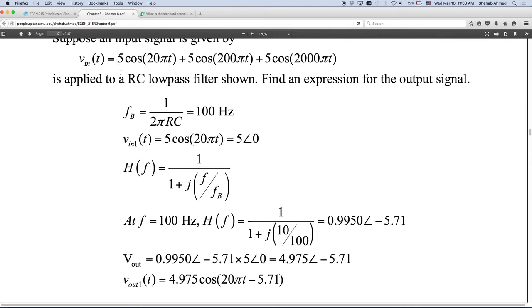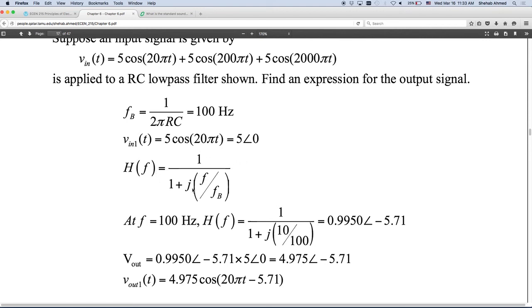So I do the same thing. I take the first signal, which is 5 cosine 20 pi t. I can write it in phasor form as 5 angle 0, and the frequency of this is 10 hertz, right? I look at how the filter will affect it.